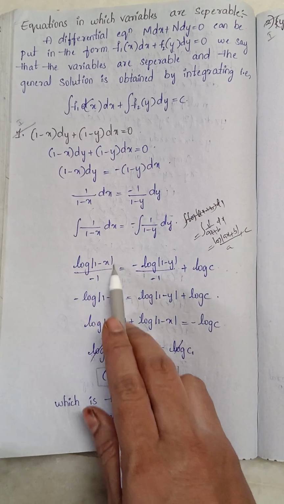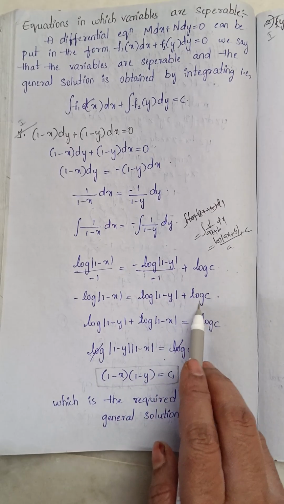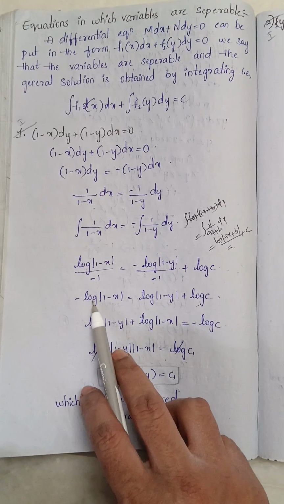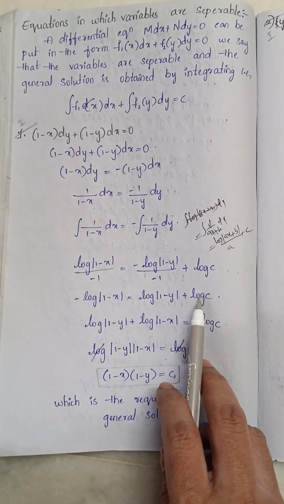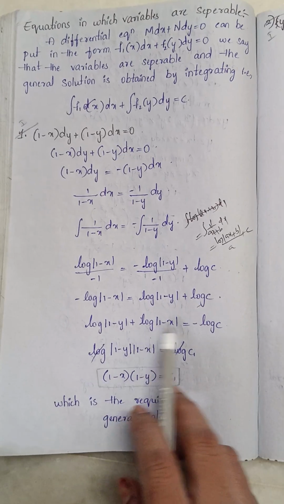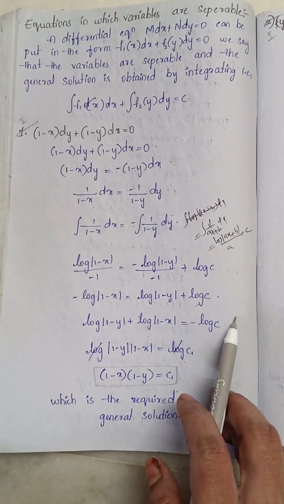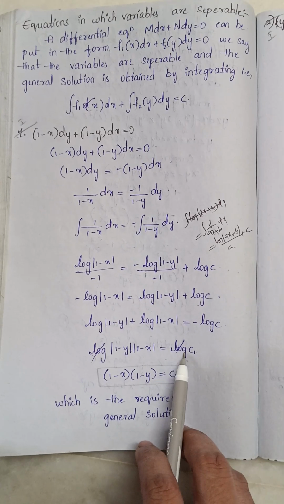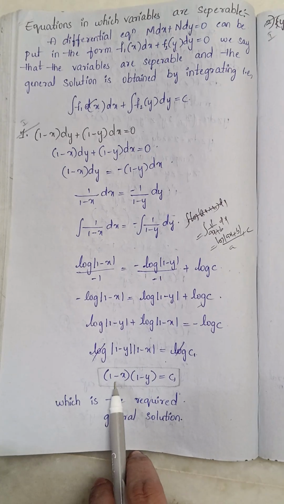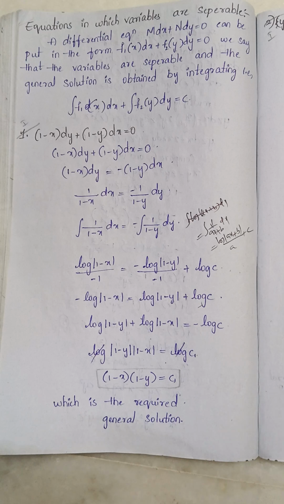So minus log (1 minus x), the minus gets cancelled here, log (1 minus y) plus log c. Take this term to this side, then it will be plus of this. Take this term to this side, minus log c. So log a plus log b is nothing but log a into b. And instead of c inverse, we are taking some c1. That's again, log gets cancelled. Then you are getting the solution as (1 minus x) into (1 minus y) equal to c or c1, which is the required general solution.